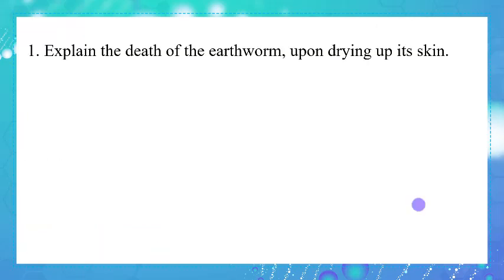After knowing the characteristics of the skin of the earthworm, let's answer the following question. Question number 1. Explain the death of the earthworm upon drying up its skin. Here it says that if we dry up the skin of the earthworm, it will die. Why do you think this will happen? Remember, one of the characteristics of the skin of the earthworm is humidity, or we can say the skin is wet. And this is an important characteristic since it allows the dissolution of oxygen gas so it can pass through the skin to the blood.